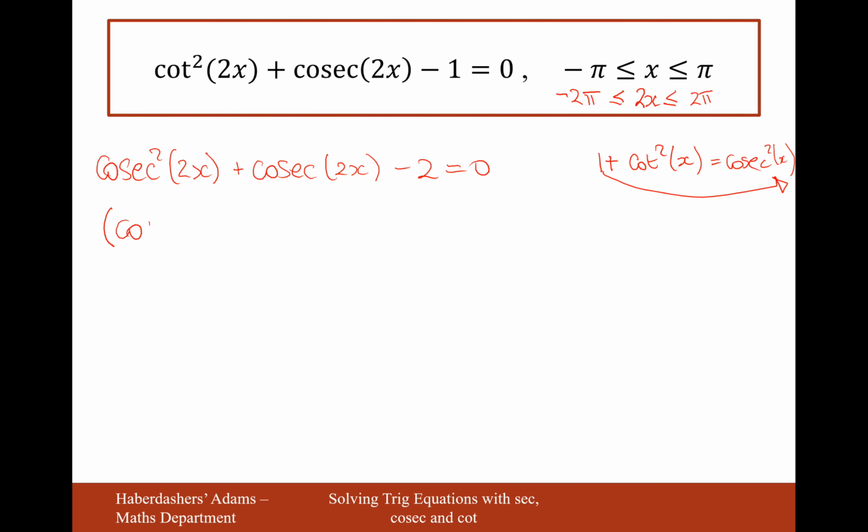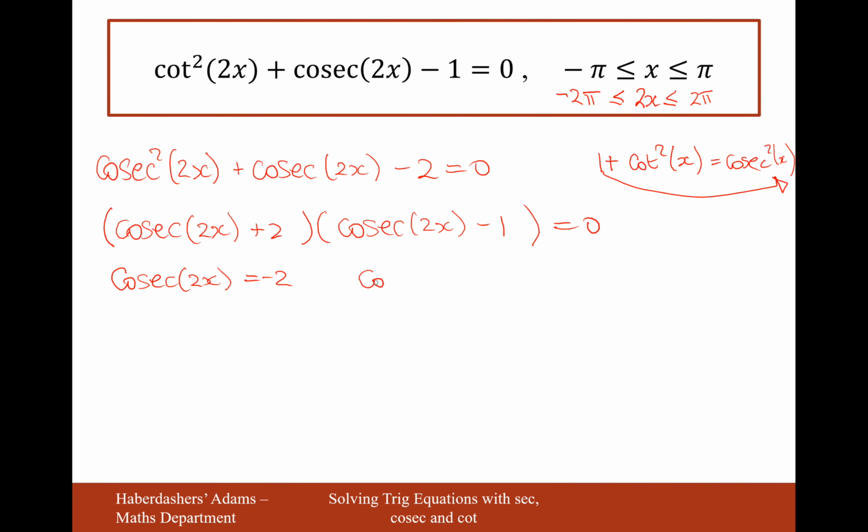Now we're going to start factorizing. Cosec 2x, cosec 2x, and in one bracket it's going to be plus 2, in one bracket it'll be minus 1. So either cosec 2x equals minus 2, or cosec 2x equals 1, in which case we get sine 2x equals 1, or sine 2x equals minus a half.